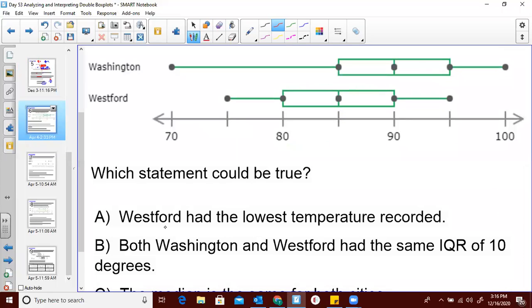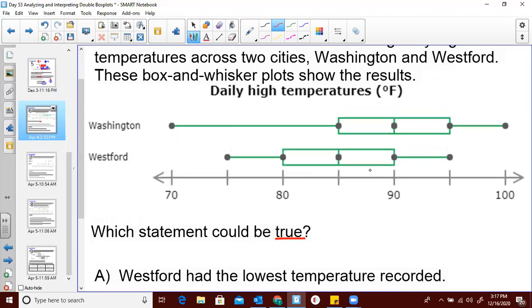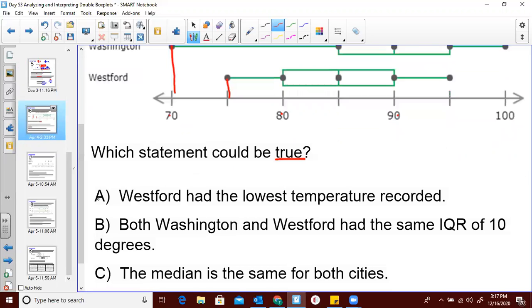All right, it's asking us, which statement could be true? Westford had the lowest temperature recorded. So this is our temperature, 70s, 80s, 90s, and 100. And I look at Westford, their lowest number is 75. Washington's is 70. So I'm going to say that Westford is not the lowest temperature.